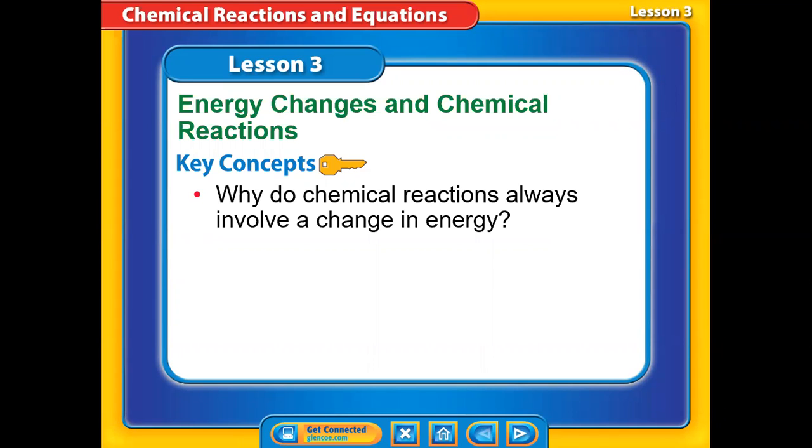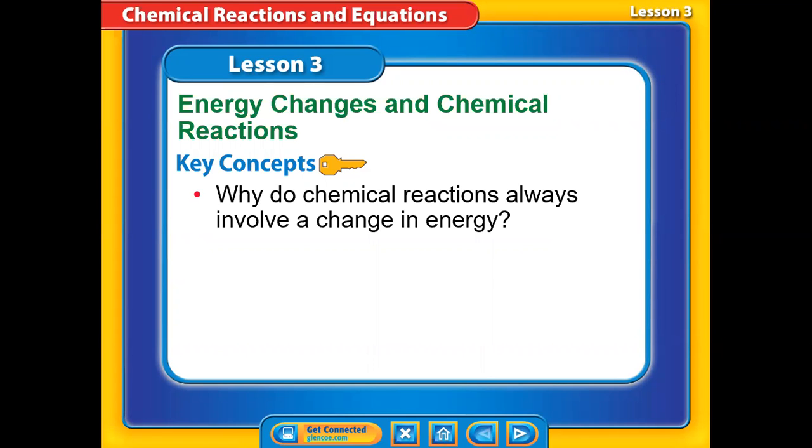So, after we studied chapter 12, section 1 and 2, we understood what is chemical reaction and what are the steps of the chemical reaction, what are the signs of the chemical reaction, and eventually, we studied the different types of the chemical reaction. So, today, we're going to talk about the changes of energy that are involved in a chemical reaction.